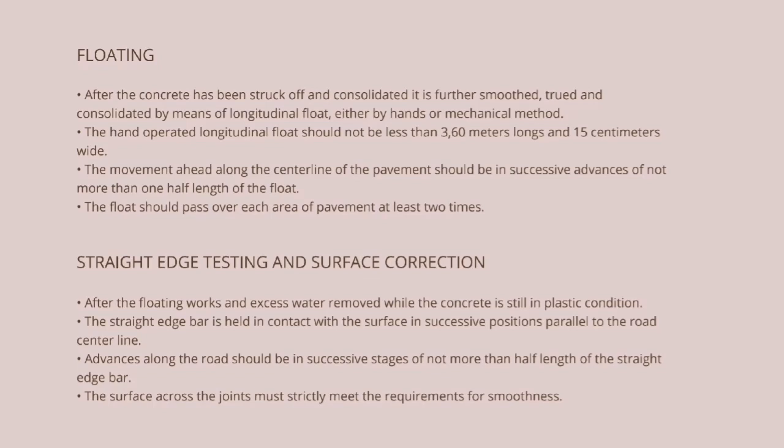Straight edge testing and surface correction. After the floating works and excess water removed while the concrete is still in plastic condition, the straight edge bar is held in contact with the surface in successive positions parallel to the road center line. Advances along the road should be in successive stages of not more than half the length of the straight edge bar. The surface across the joints must strictly meet the requirement for smoothness.